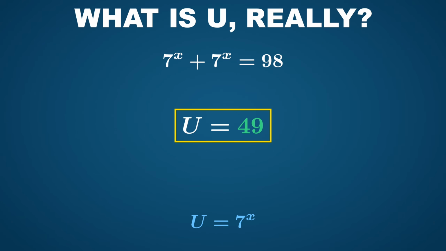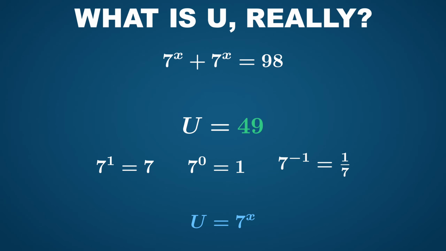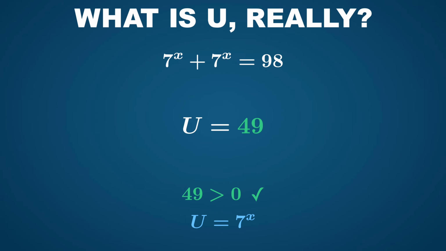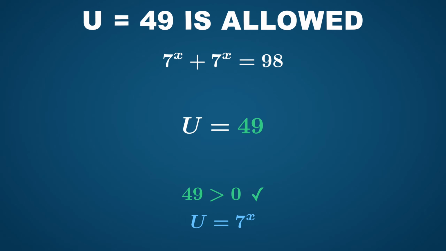We now know that the quantity we called u is worth 49. By its definition, u stands for 7 raised to the exponent x. Raising the positive number 7 to any exponent gives a positive result. So u must be positive, no matter what the value of x is. Our candidate value is 49, and 49 is indeed positive. So u equals 49 is a perfectly acceptable value for u.